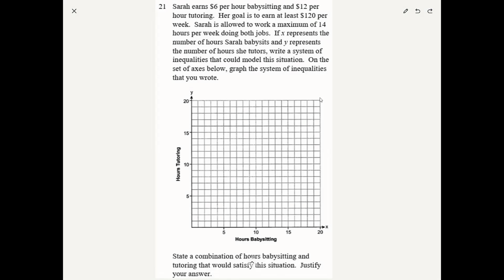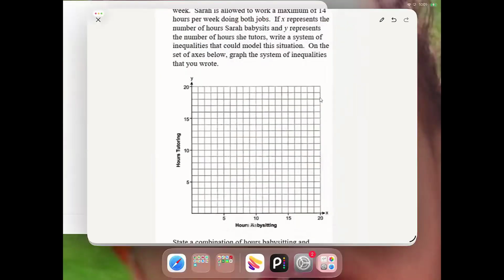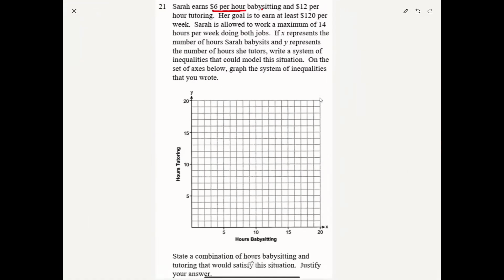So the very first thing you see is it says that Sarah is earning $6 per hour for babysitting, okay? And we're earning $12 per hour for tutoring. And then her goal is to earn at least 120. Now, those words are the reason this is an inequality. It says at least 120. So that means I need to make at least $120 or more. I can't make below 120. Right, so that's why this is a linear inequality.